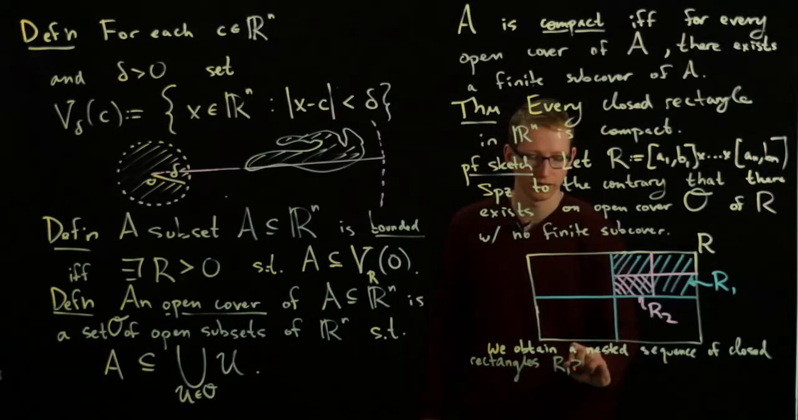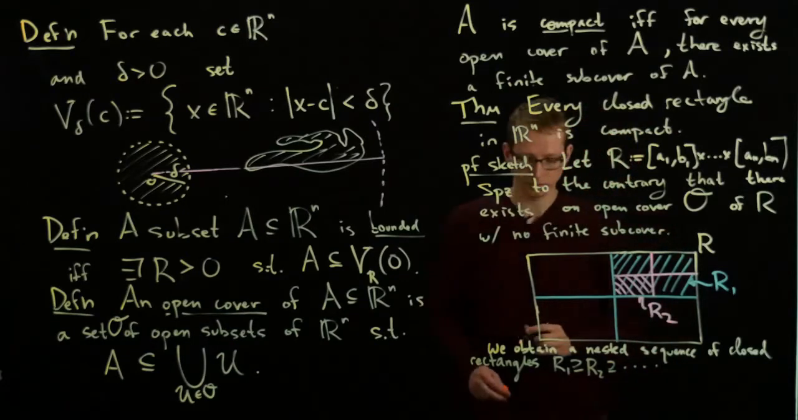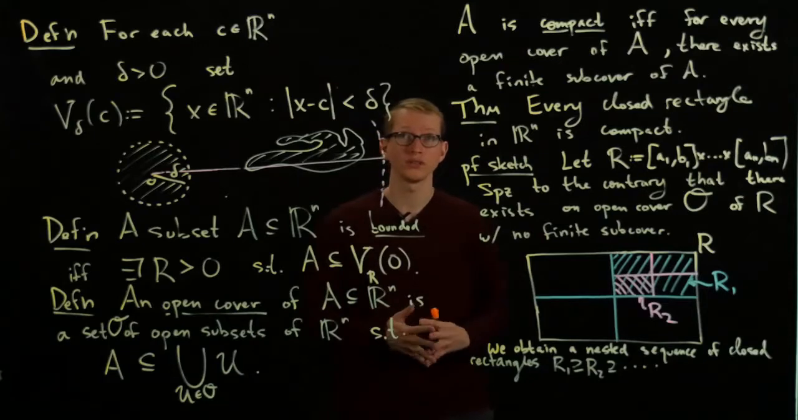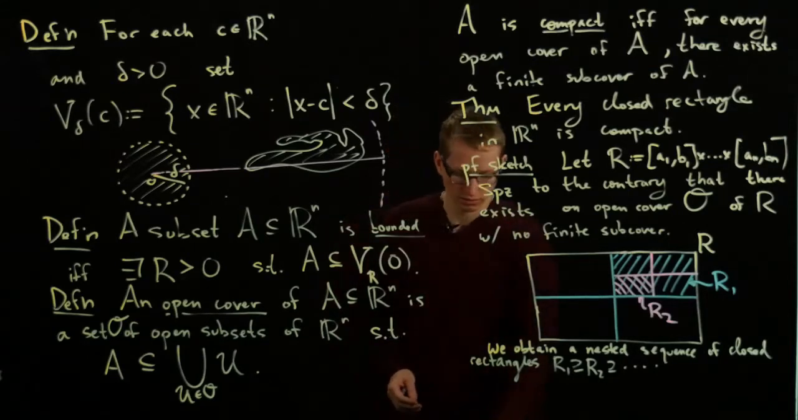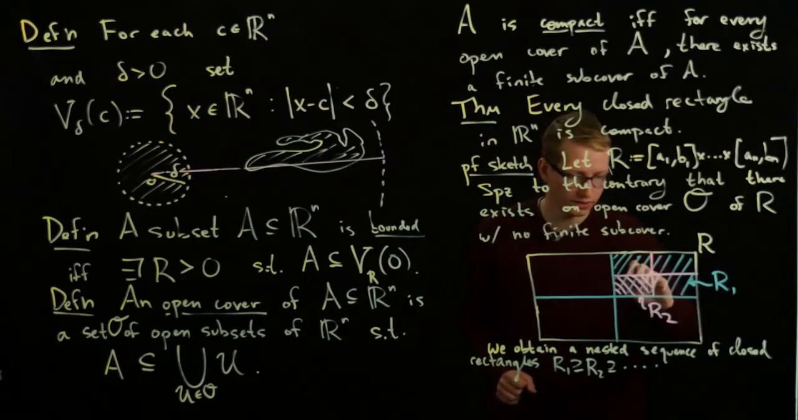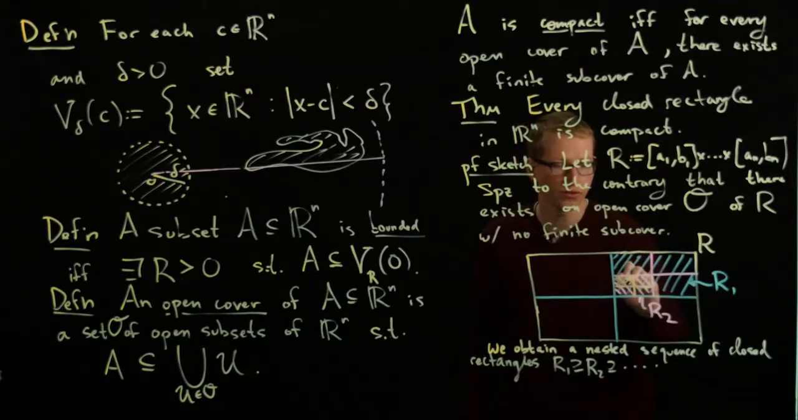R1 through R, well, all the way down. And by the nested closed rectangle theorem, we know that there exists some element in the infinite intersection. So that means if I zoom in far enough, I keep going and I keep going, I cut this, I zoom in, I zoom in, I zoom in, there's going to be some point all the way in this infinite intersection. Let's say somewhere there.